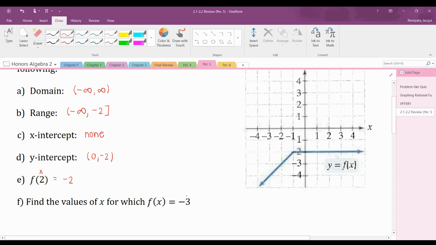And then the last question says, find the values of x for which f of x equals -3. So essentially they are giving us the y value. If I look at the y values here at -3, where is it highlighted? Well, it looks like the only spot where it's touching is right here. And so if your y value is -3, it looks like your x value is -2.